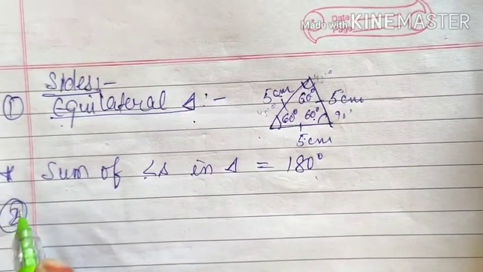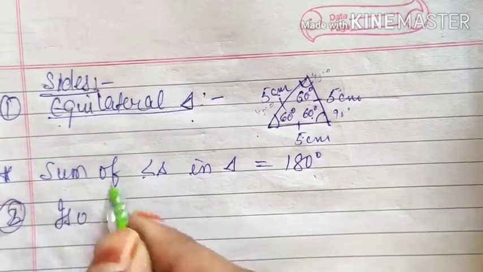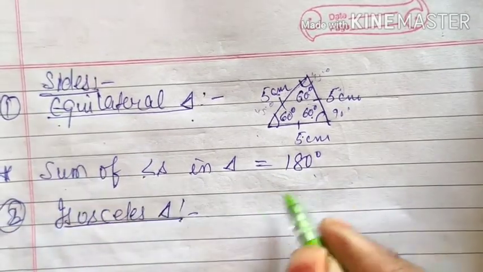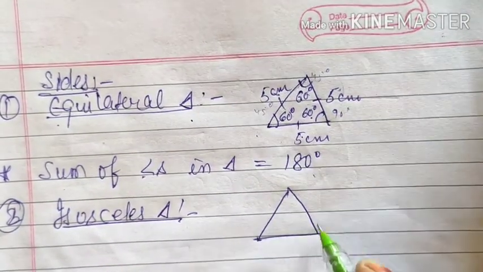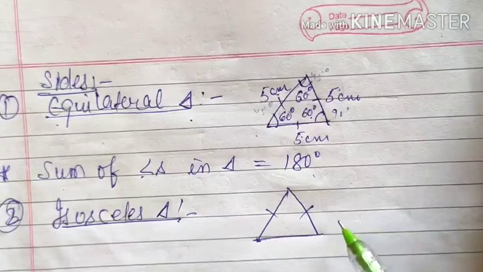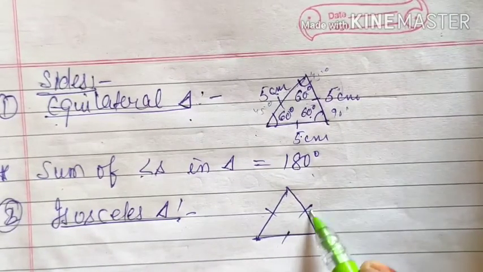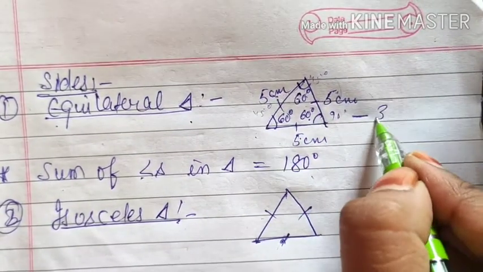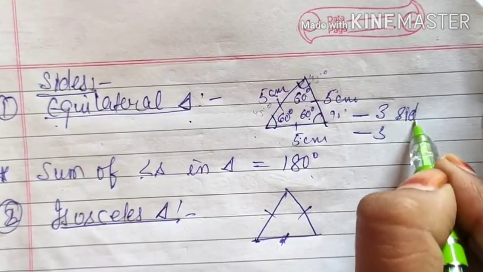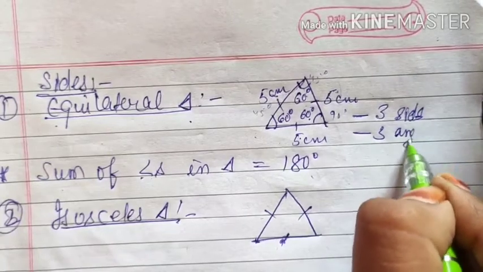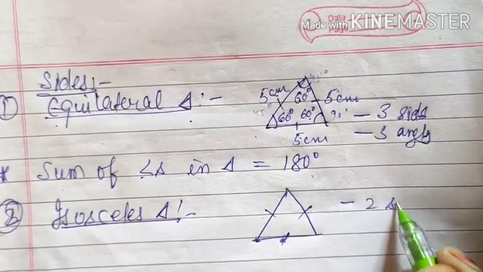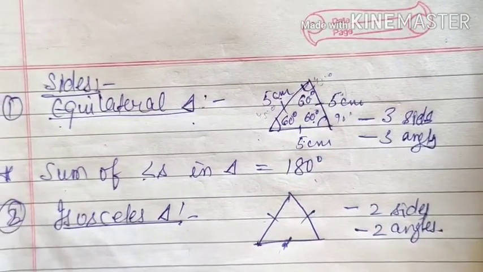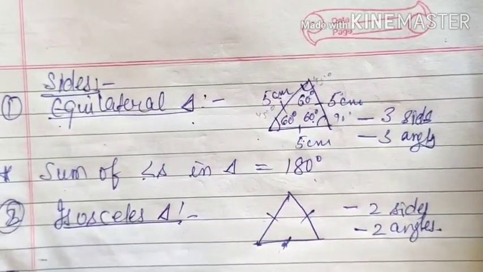And the second type is the isosceles triangle. Here we have 2 sides equal and 2 angles equal. Any 2 sides can be equal. I have drawn this one, maybe these 2 sides are equal, any 2 sides. In the equilateral triangle, 3 sides and 3 angles are equal. Similarly, here 2 sides and 2 angles are equal. They are known as an isosceles triangle. And then the third one is the scalene triangle.